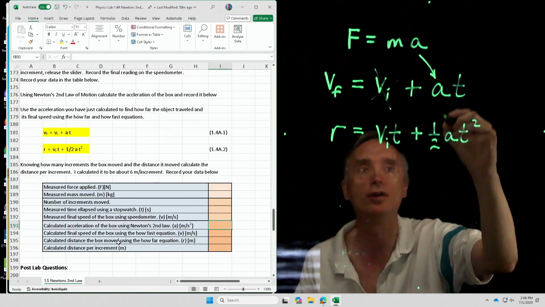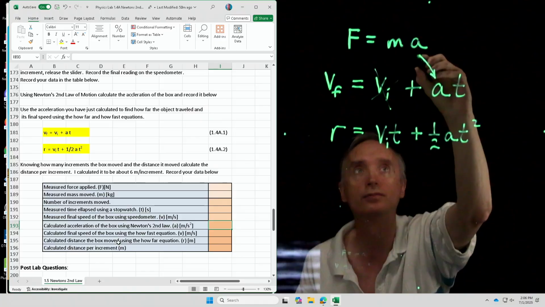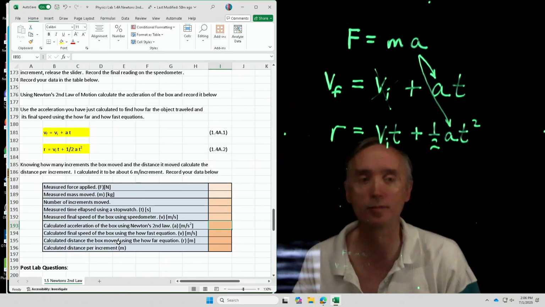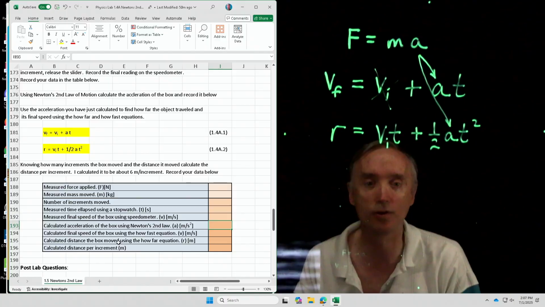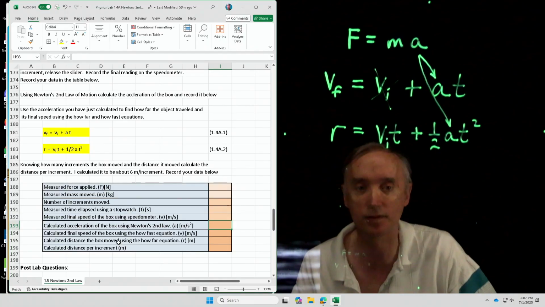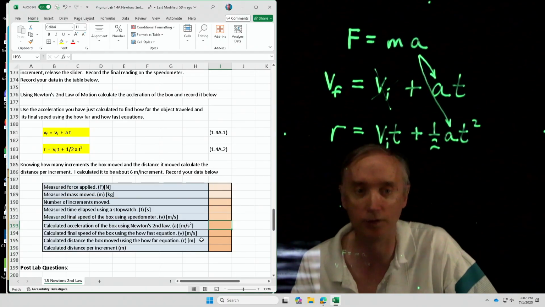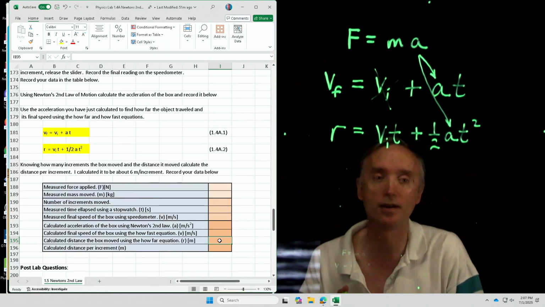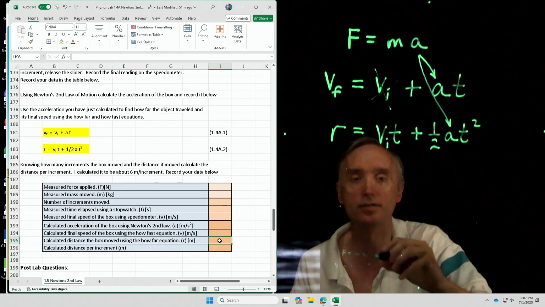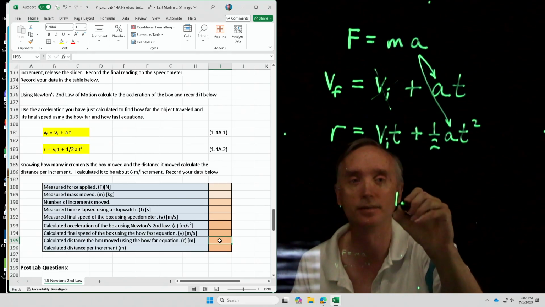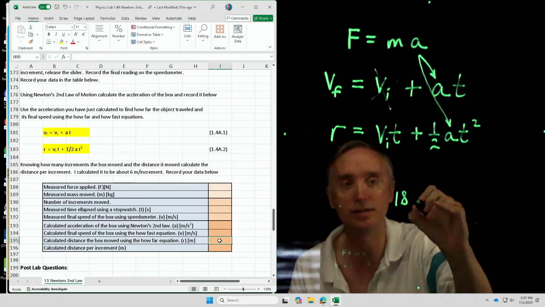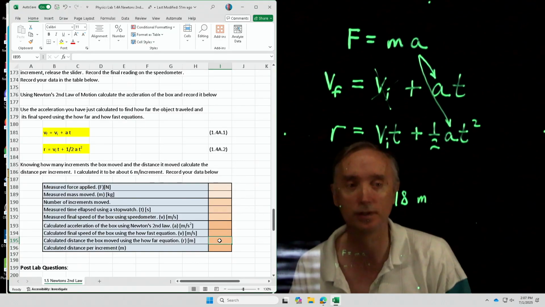And you're going to know the acceleration from up here, and you're going to know the time from the stopwatch, and you're going to calculate the distance that the box moved. And you're going to put that into this box here. Okay, then, so let's say that our answer turned out to be 18. It's not going to be, but let's say that it was 18 meters.